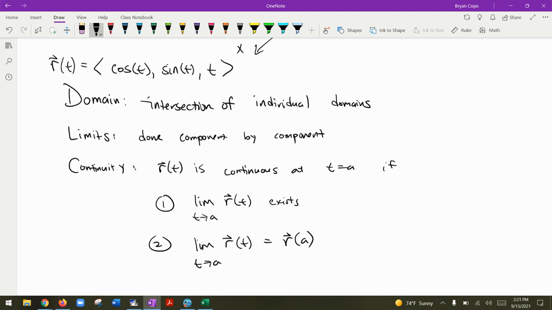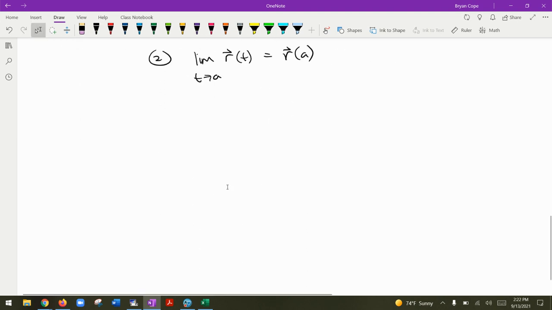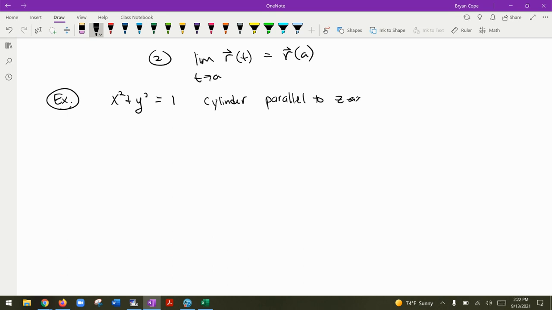Good. The interesting stuff for me in this section is when we talk about intersections of surfaces. So I want to talk about two surfaces. This will be our first real example. I want to talk about the surface x squared plus y squared equals 1, which we know is a cylinder parallel to the z-axis. And I want to talk about the plane y plus z equals 2.